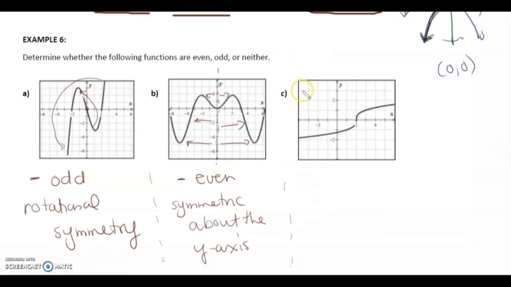Okay, now C. C looks like it has rotational symmetry around this point here. So it looks like you could rotate that and rotate that. And you definitely could. The issue is this is neither even nor odd because this would have to be at the origin. It's specifically rotational symmetry about the origin. So this is neither even nor odd.